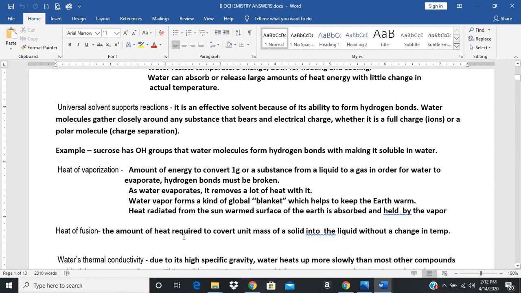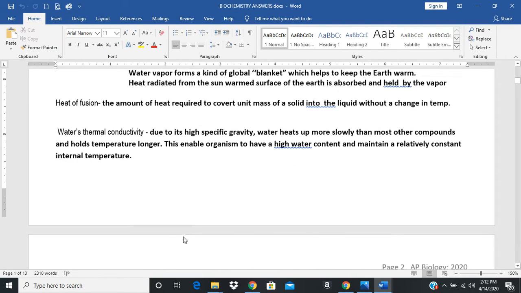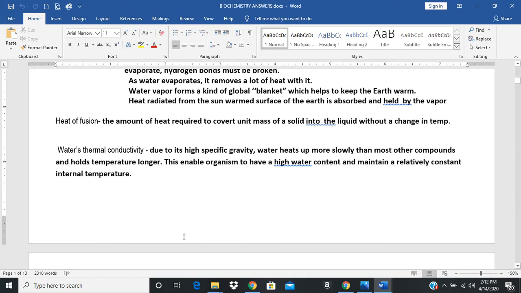In order to convert it from a solid into a liquid, a tremendous amount of energy has to go into it. Water also has a really high thermal conductivity. What this means is that water heats up very slowly, and it also heats up very evenly. This is the reason why it takes a long time for the ocean temperatures to warm up and cool down, because they conduct heat very well, and it also holds heat very well.